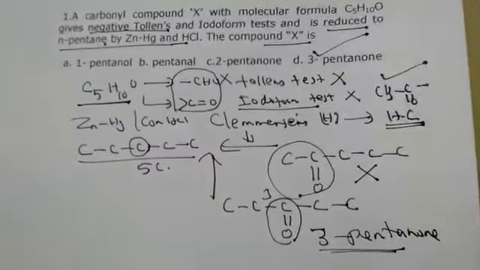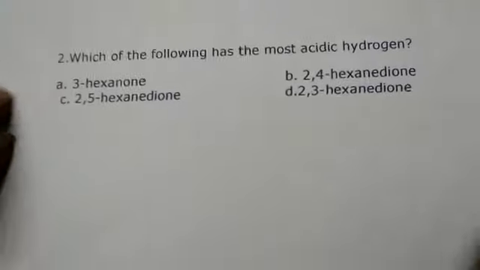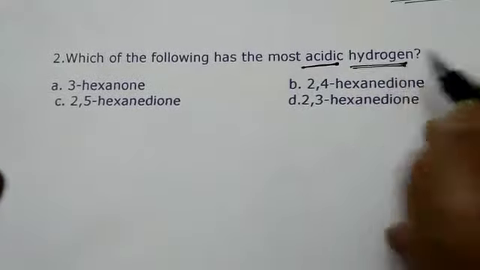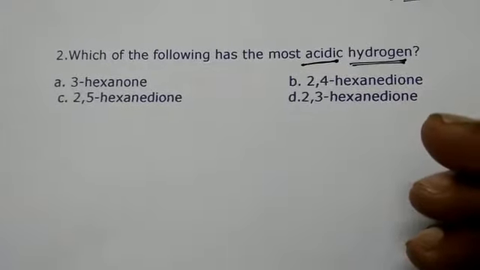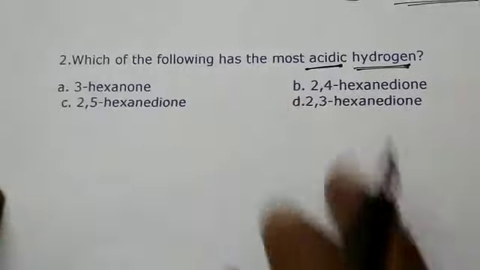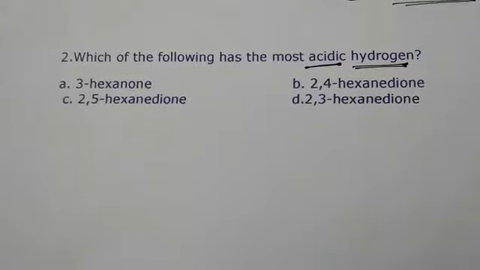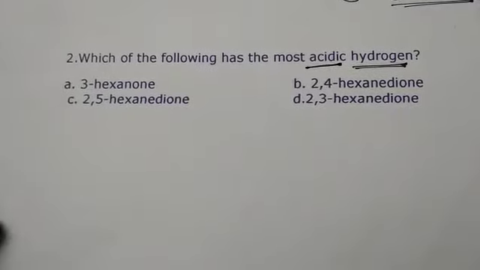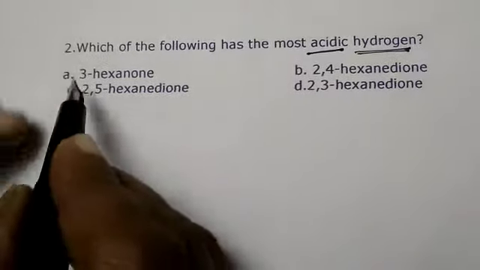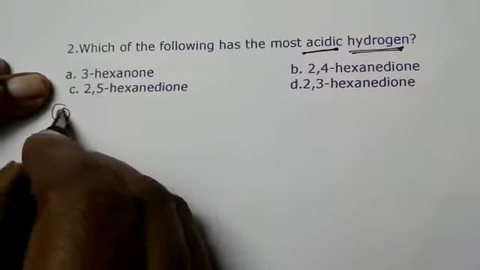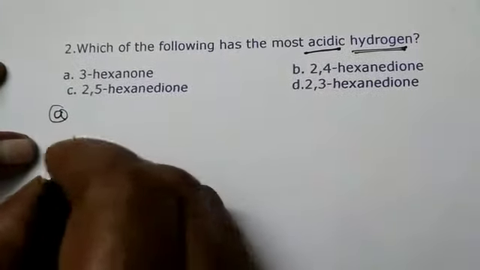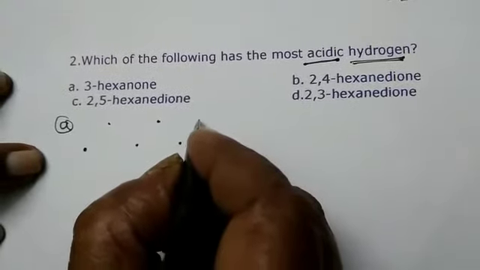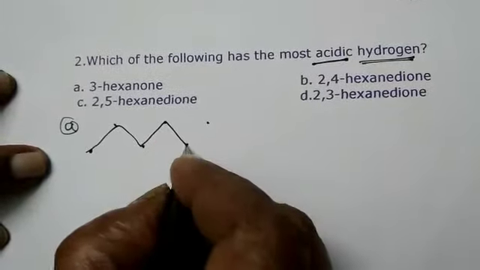Now let me go to the next question. Which of the following has the most acidic hydrogen? To find out the most acidic hydrogen, let us see the first one of all the four. I will give the structure, then we will talk about the meaning of acidic hydrogen. First let me write 3-hexanone, that I am putting as A. Write the 3-hexanone: 1, 2, 3, 4, 5, 6. So this is the way I am putting the chain.